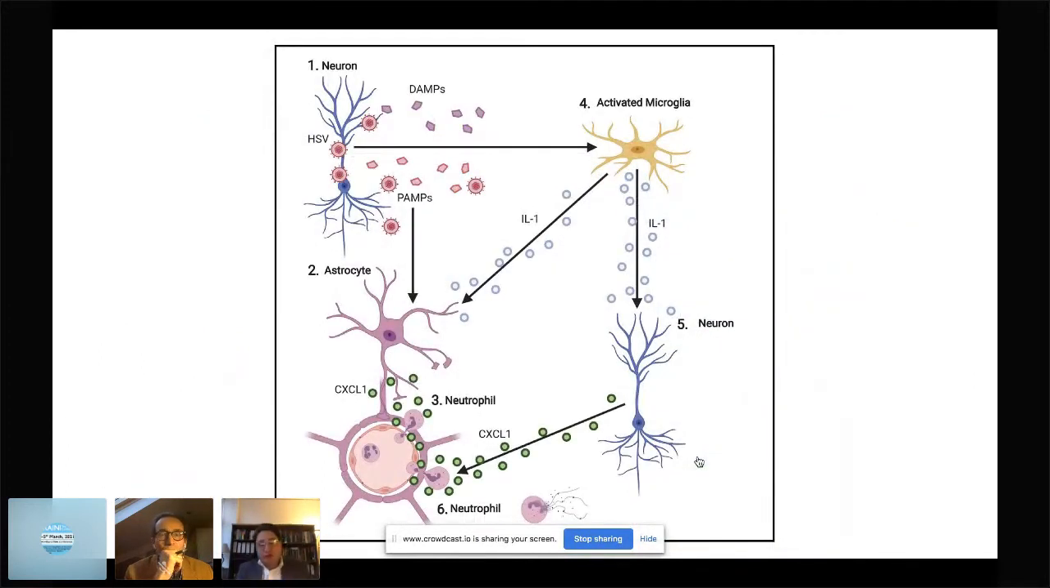So the conclusion of this research really was that HSV seems to be able to replicate in neurons. It seems to produce damage and pathogen-associated molecular patterns, which can activate microglia to produce interleukin-1, which can stimulate astrocytes to produce CXCL1, and also neurons to produce CXCL1. But also pathogen-associated molecular patterns on their own are sufficient for astrocytes to produce CXCL1, and that CXCL1 does appear, at least in this model, to be the critical ligand responsible for transendothelial migration of neutrophils into the brain, and that it is this process in this model which is most closely associated with cerebral edema.